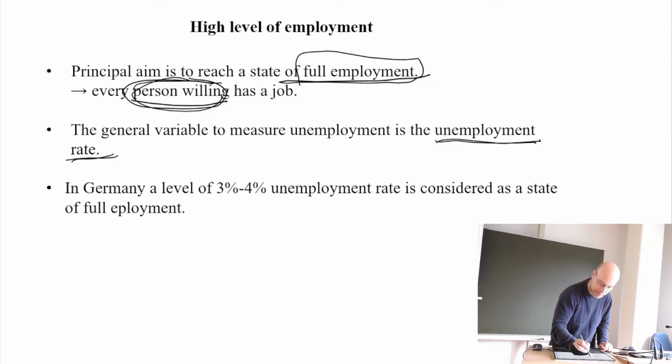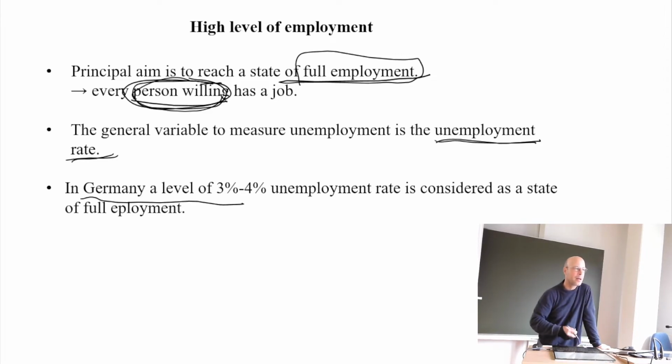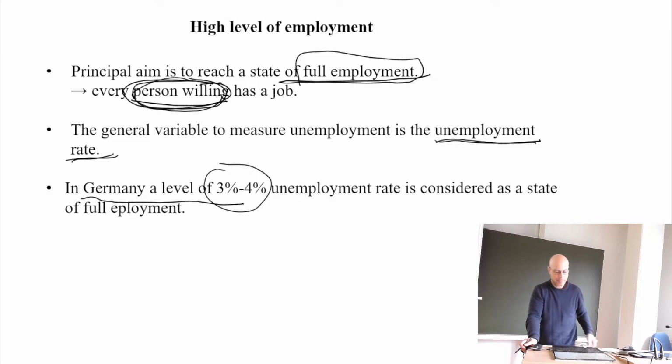And due to this distinction that we look at persons who are willing to work, we say, especially for Germany, where we have very high social security, that you roughly say, well, we would consider an unemployment rate of roughly 3 or 4% as full employment.